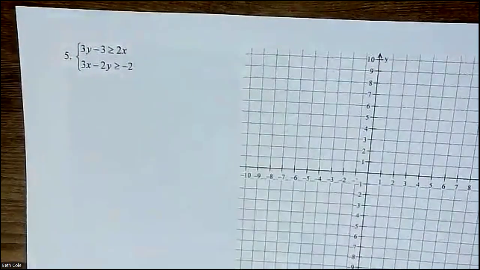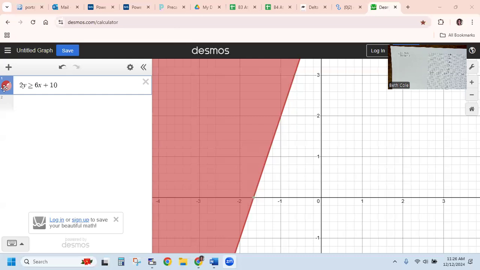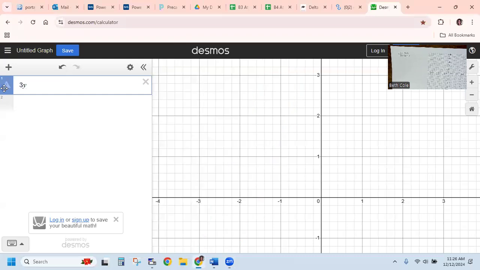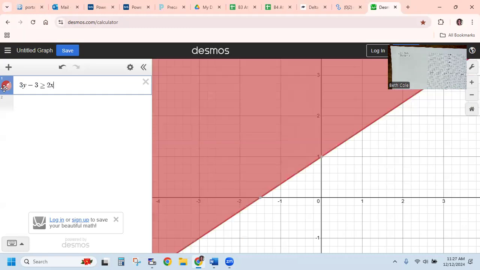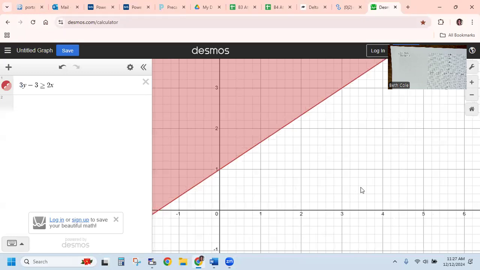All right, we're going to do one more. Number 5. So watch while I type it in. 3y minus 3 greater than or equal to 2x. All right. Can you guys find me a pretty point? Find one that's good. 0, 1. Go ahead and plot that while I take care of the passes. All right. 0, 1. Take your first color.